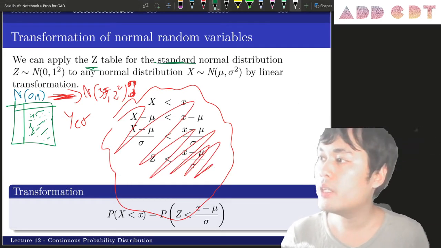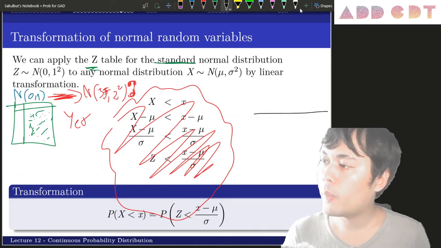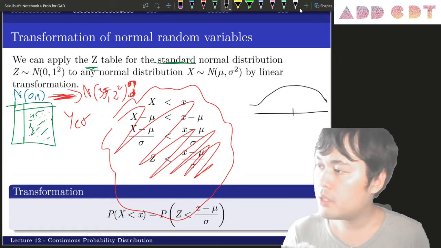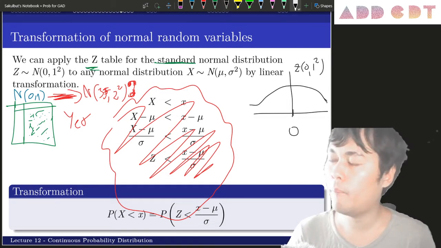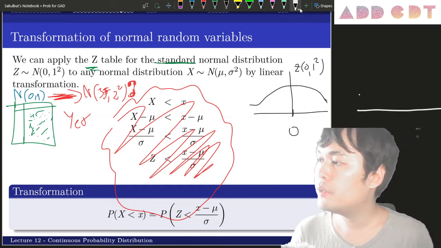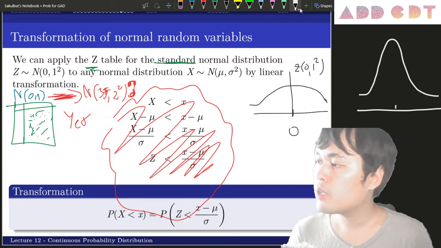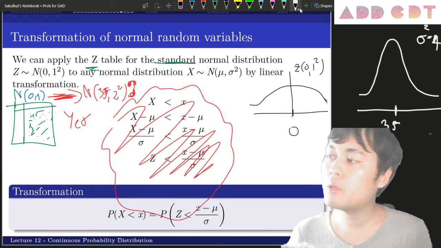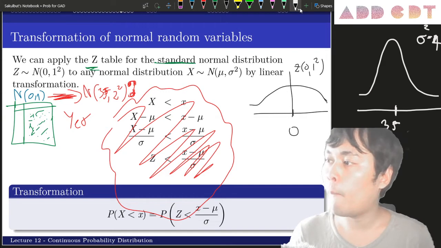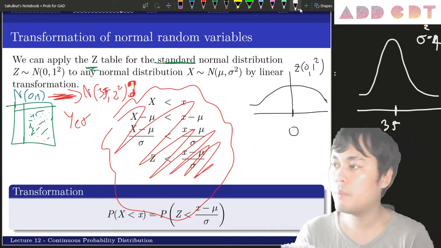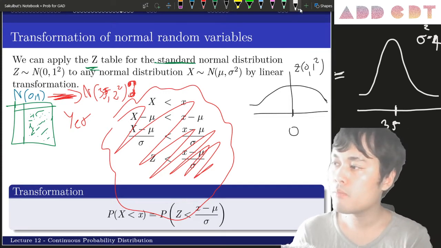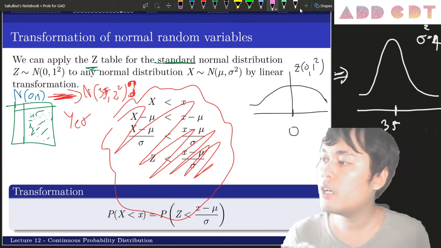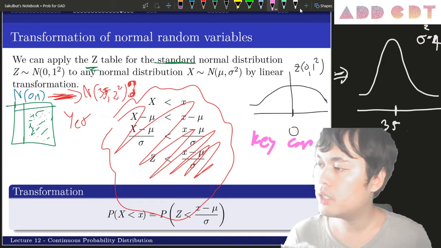The idea here is, this is what we have, right? We have the standard normal distribution curve, the nice one. And we have the real world one. Maybe it looks like that. Maybe the center is something like 35. The variance is 4. So the question is, can we infer something from the numerical value we have to our problem? The key concept is called the transformation.